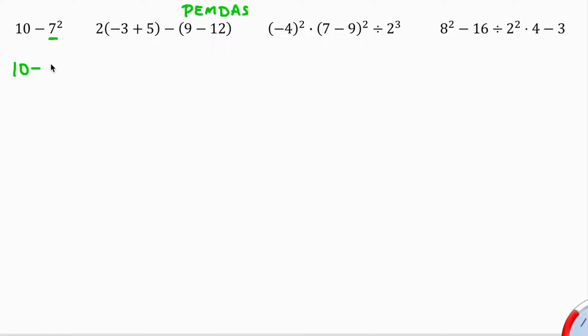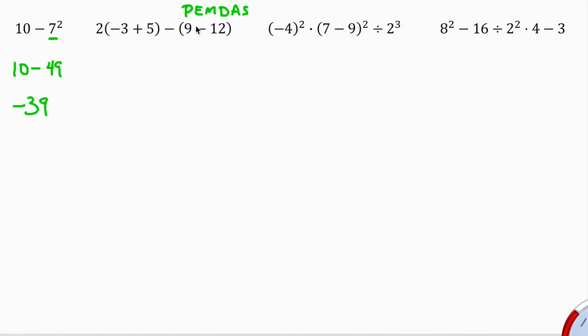So 7 times 7 is 49. Now I would do multiplication and division, but there's not any, and then adding and subtracting. Signs are different, means minus. 49 minus 10 is 39. Keep the sign in front of the biggest one.